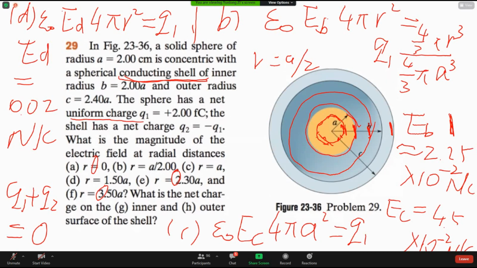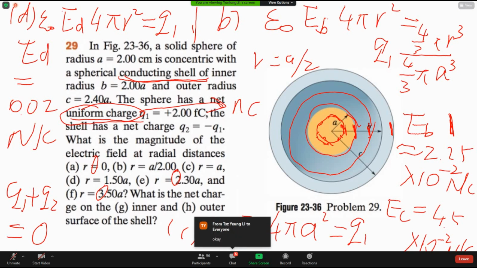Someone is asking, is it non-conducting if it is not mentioned in the question? It's not because it's not mentioned in the question. It is because it says there is a uniform charge. Uniform charge basically means it is non-conducting, right? Because if it were conducting, it would be impossible to make a uniformly charged sphere, right?